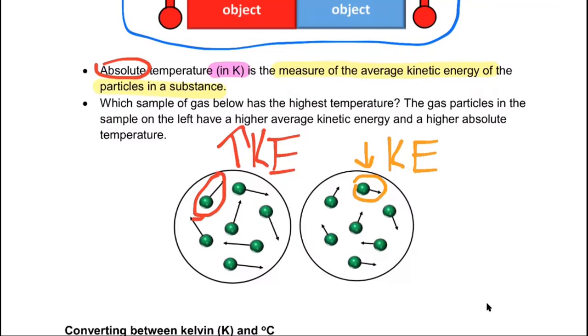So absolute temperature is a measure of the average kinetic energy. So if you are told the kinetic energy, then you can figure out which substances are going to be warmer or cooler, have a higher temperature or lower temperature. Just like with these images, it says which sample of gas has the highest temperature, and then it says the gas particles on the left have the higher average kinetic energy and therefore a higher absolute temperature because they are directly related. Temperature is measuring that movement and that kinetic energy.